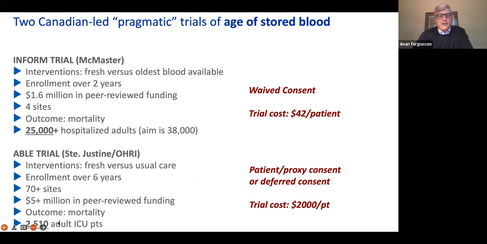in 2,500 adult patients compared to 25,000. The ABLE trial took, I think it was 3 times longer than the INFORM trial. And so the efficiency is in the INFORM trial, it came out to about $42 per patient versus over $2,000 per patient in the ABLE trial. So again, large pragmatic trials with broad criteria using data systems are incredibly, incredibly efficient.